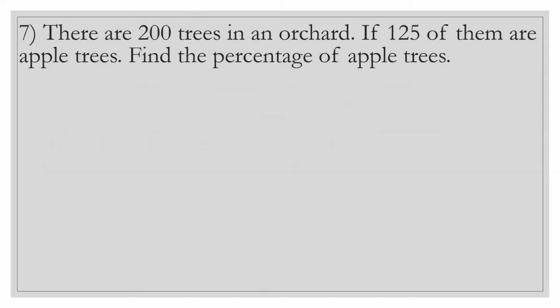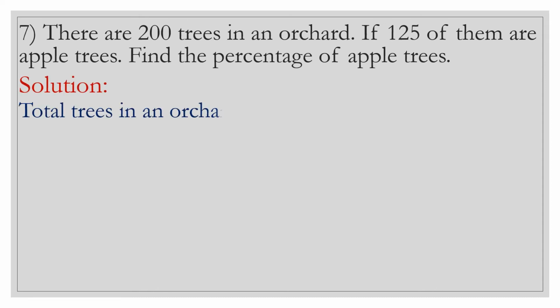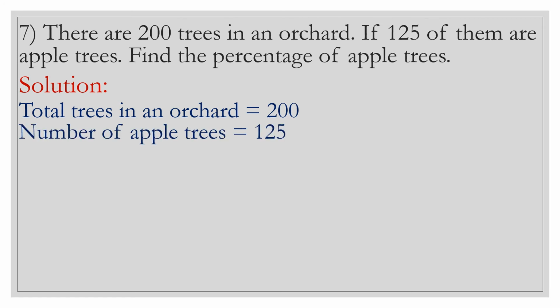The next is question number 7. There are 200 trees in an orchard. If 125 of them are apple trees, find the percentage of apple trees. See, in this question, total trees in an orchard is equal to 200 and number of apple trees is equal to 125.